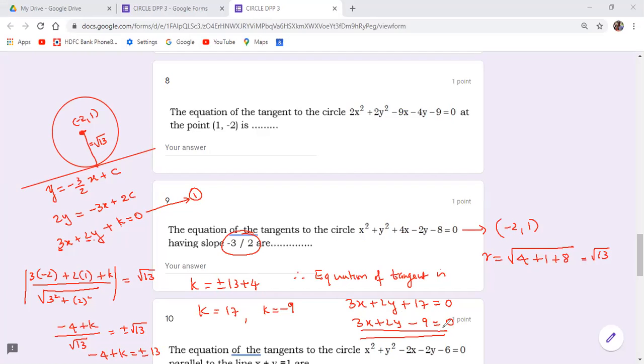Tell me once again the method. I want one student to repeat the method. Arunati. So first we have to find the point, then we have to find the radius of the circle. Don't say point, say center of the circle. So first find center and radius. Okay, yes, center and radius.